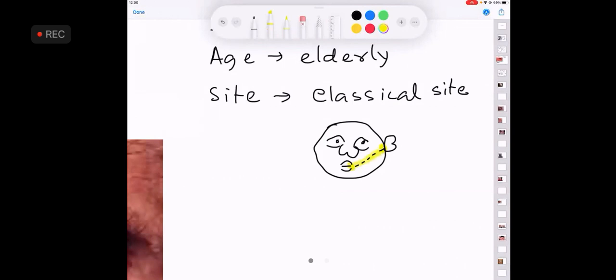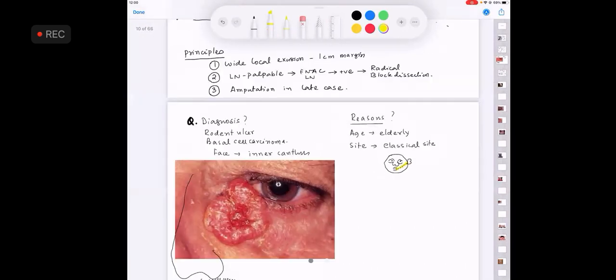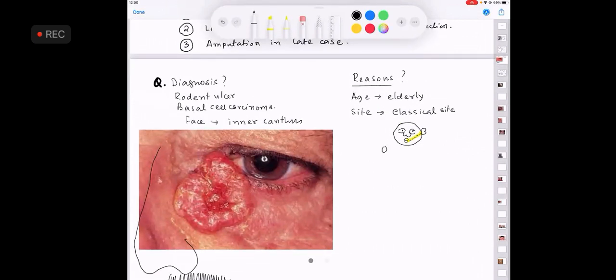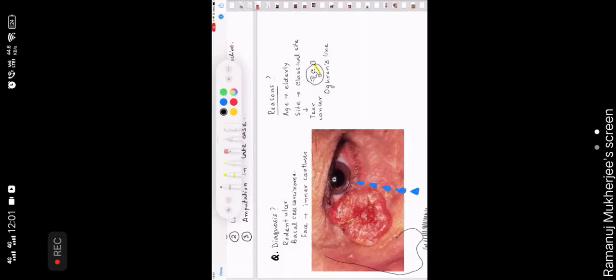So this line that you have in front of your screens now is called Ogren's line. And this site is also called the site of tear cancer. Why tear cancer? Because, sir, you can see in the picture, if the patient is crying, then this is the cancer near the inner angle of the eye. So this is a tear cancer.